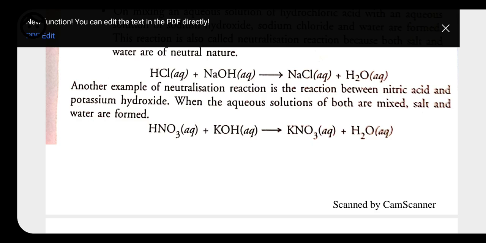But in the displacement reaction, only one element displaces another element. Then the product that is formed, this element has more reactivity than the earlier one.